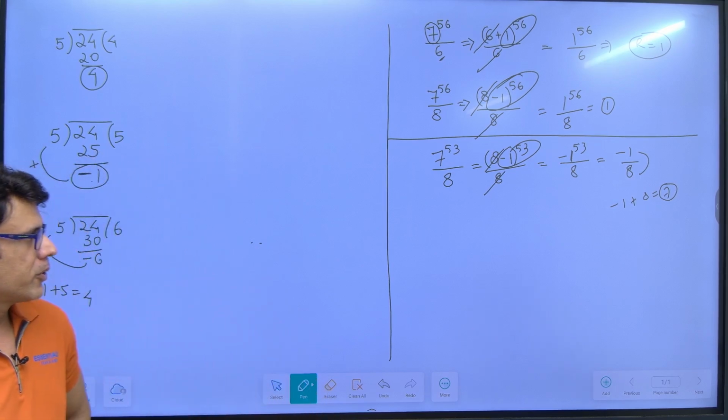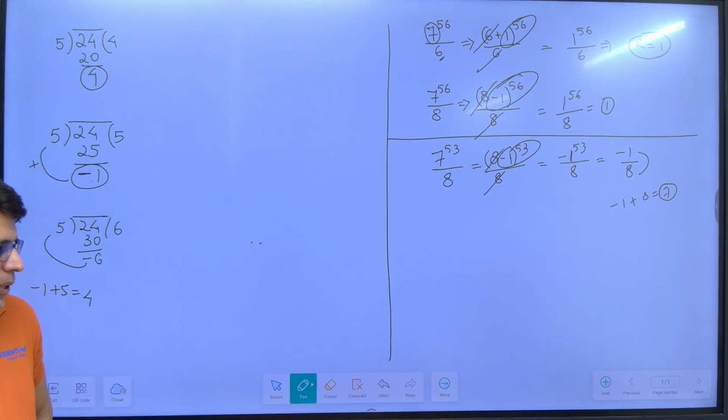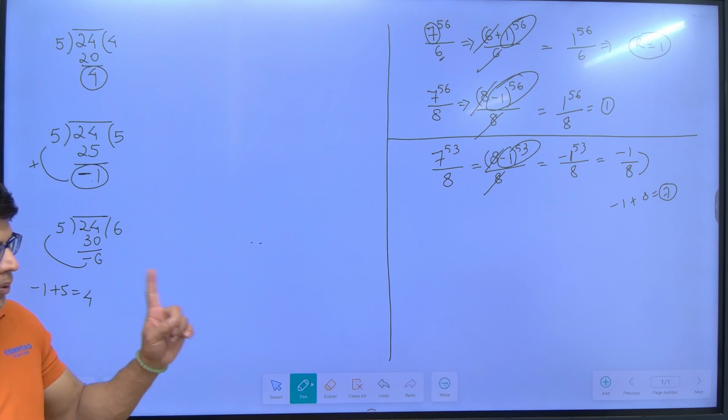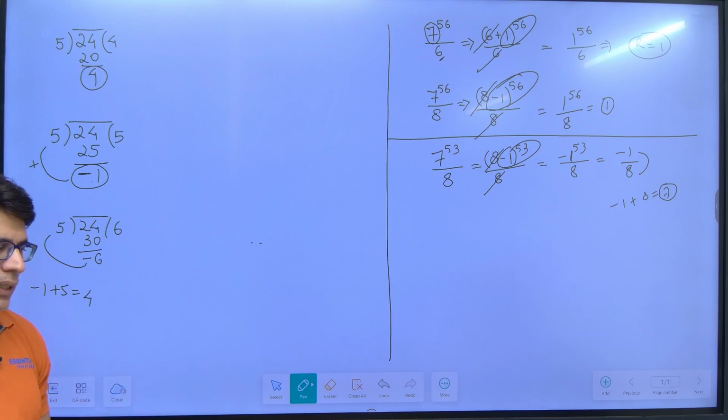Right? So before I explain you the next question, I want to explain you one more method for finding the remainder, that is called modulo method. Now, whatever method you are comfortable, you should go with that method. Not necessary you have to use this or the modulo. Whatever method you are comfortable.